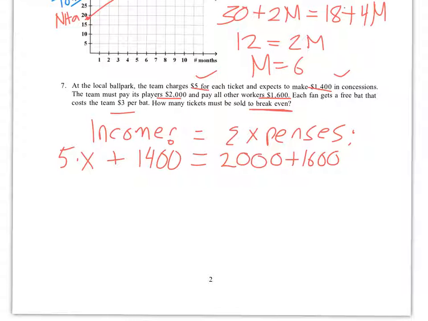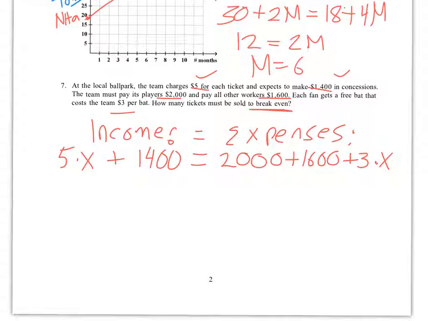Each fan gets a free bat at $3 per bat. So that's $3 times the number of people. So what we've done is we said that income has to equal expenses. That's what that break-even word means. And what we're going to do is basically solve this equation.